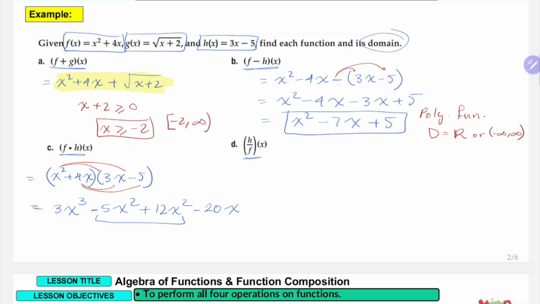Do I have any like terms? Yes, I do. Here 3x to the power 3 remains the same. Negative 5 plus 12 is positive 7x squared, minus 20x. And this is again a polynomial, so the domain is going to be all real numbers.